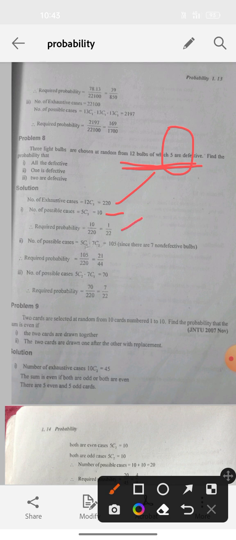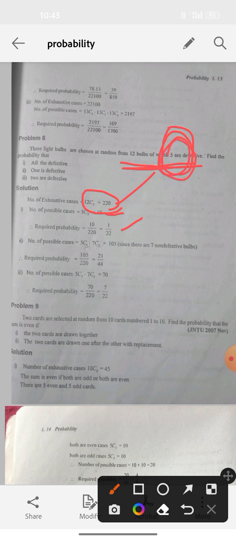Now for the second one, the exhaustive cases will not change. 220 will remain the same for every bit. So for the number of possible cases where 1 is defective, from the 3 bulbs which you have selected, you should get 1 defective and 2 good bulbs. So 1 has to be defective, and that 1 has to be selected from the 5.